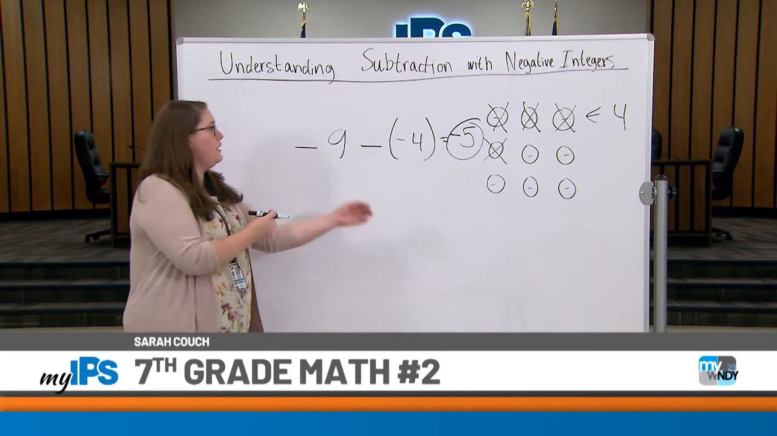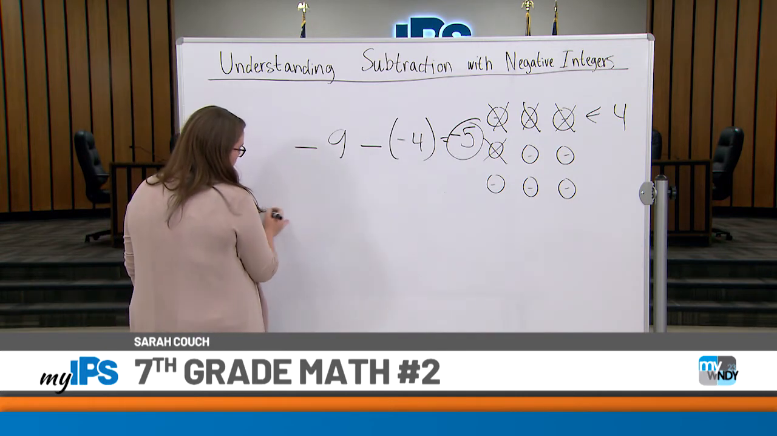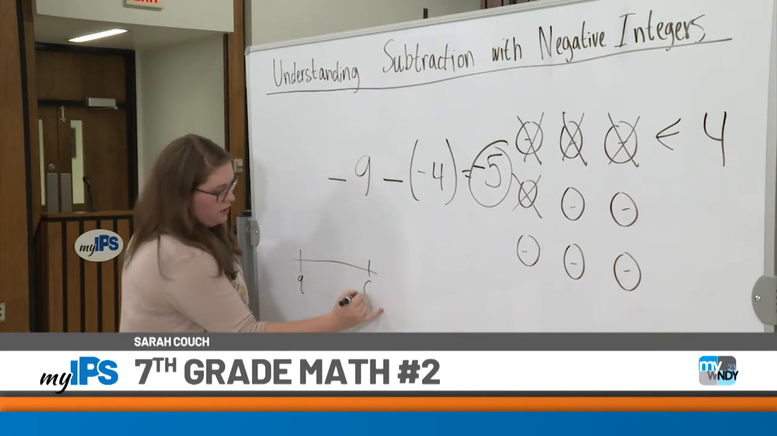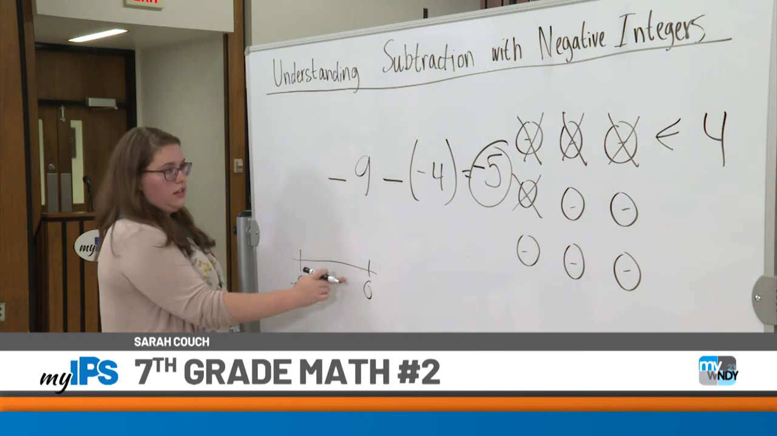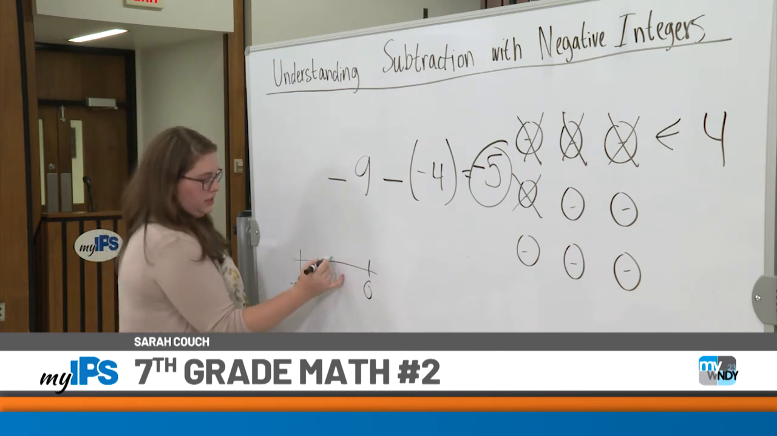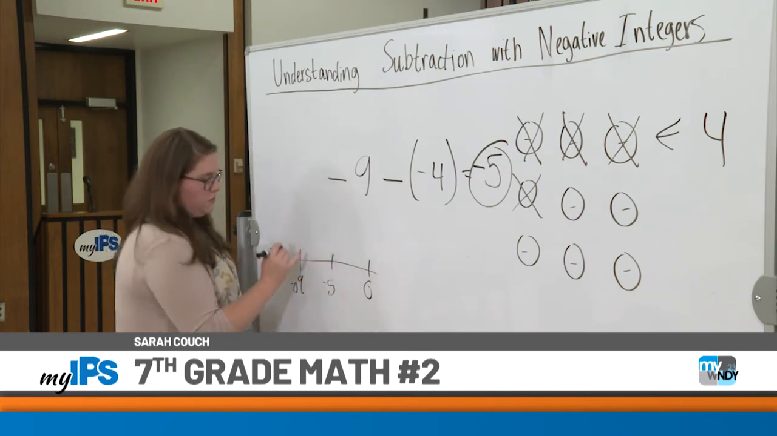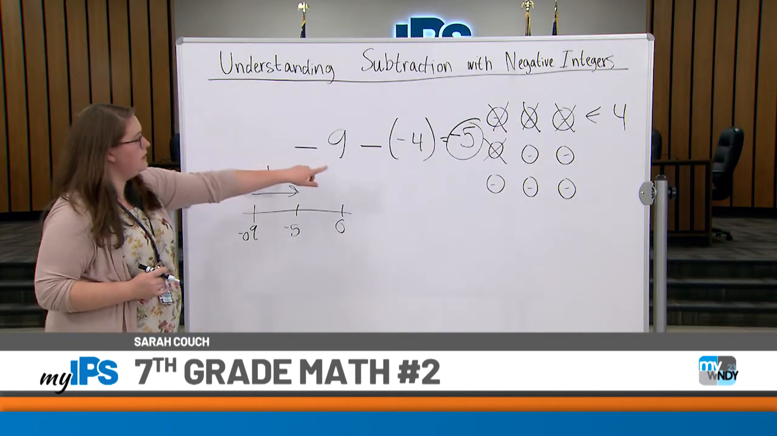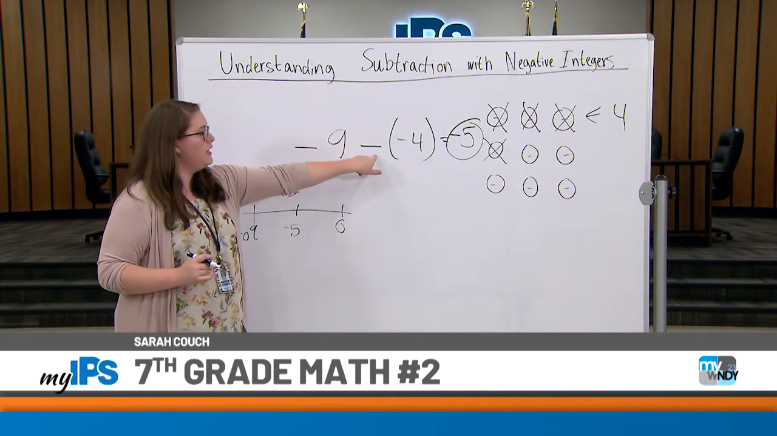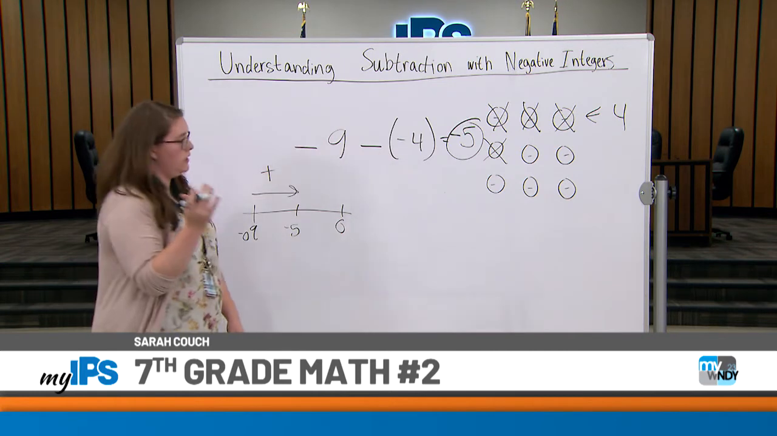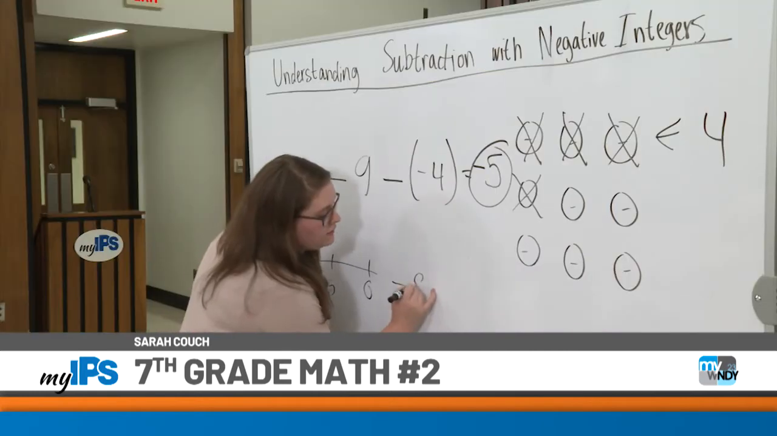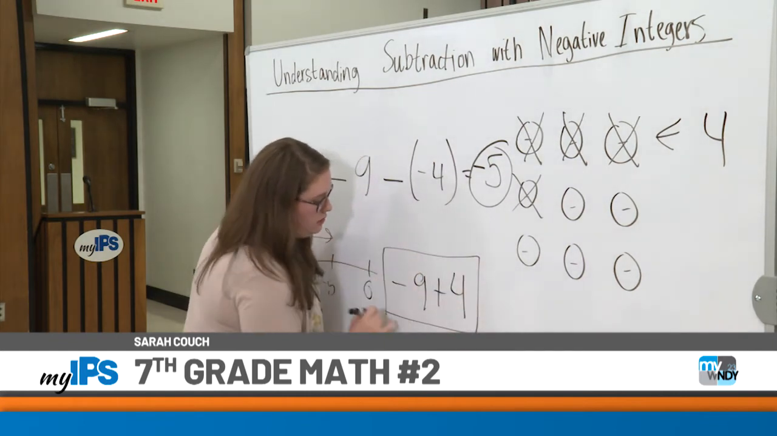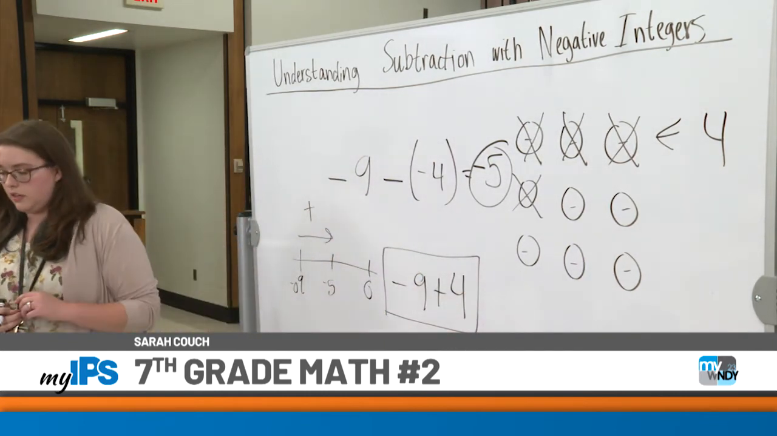Well, if you think about it, if we went from -9 on a number line, and this is 0, -5 is actually going to be somewhere in here, which means we had to go this way, which means we're actually adding those 4. Negative times negative, positive, in case you don't know that. So -9 plus 4 is how we'd write that as an addition problem. Go ahead and take a moment to write those down.